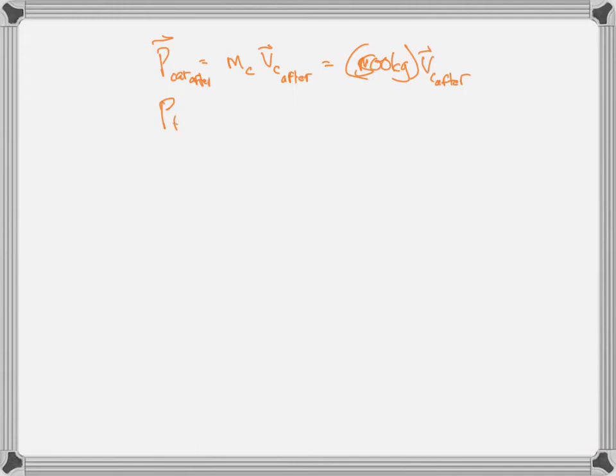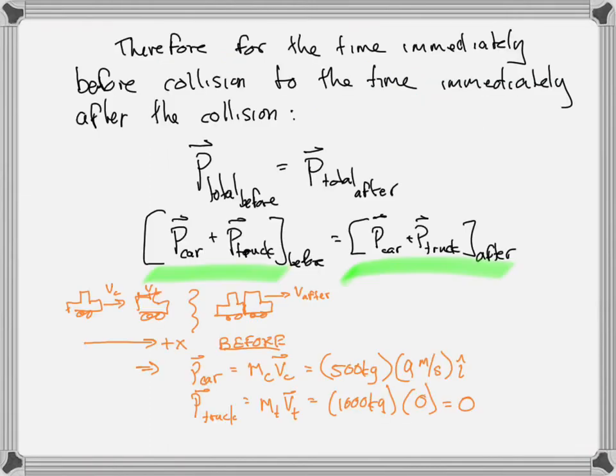And the momentum of the truck after the collision, it is now moving because it is moving with the car. And that is the mass of the truck times the velocity of the truck after the collision, which is equal to 1,000 kilograms times v truck after. And we can then do the big equation in the middle here and write that down.